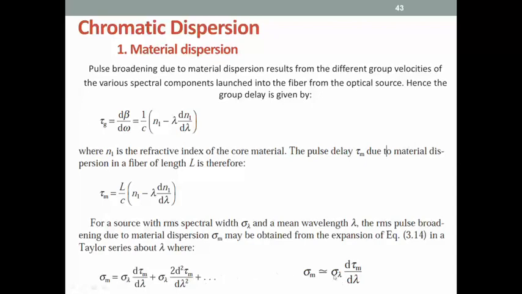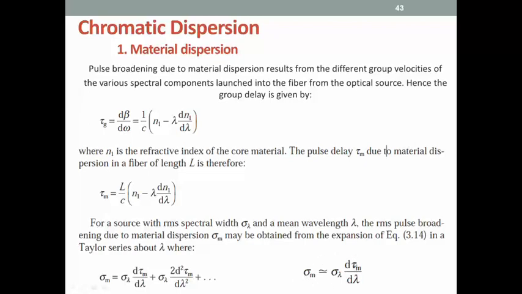So this can be equated as this approximately. So the material dispersion can be given by sigma lambda, which is the spectral width. Please remember, this is the spectral width, this is the material dispersion. So spectral width times the derivative of tau m, which is the pulse delay. So the derivative of pulse delay divided by d lambda will give me material dispersion.